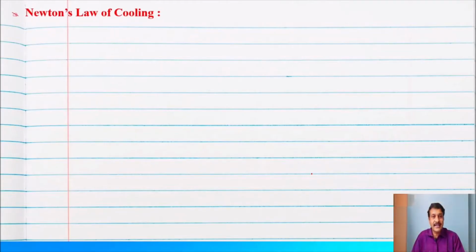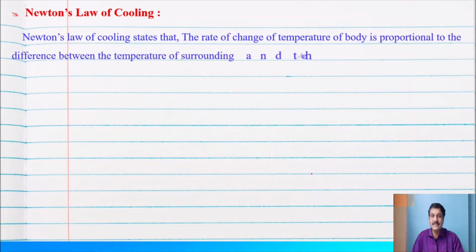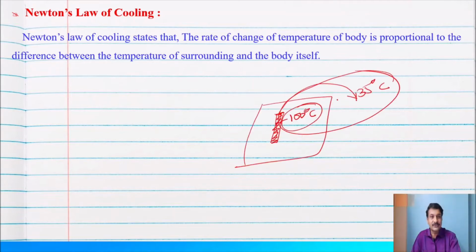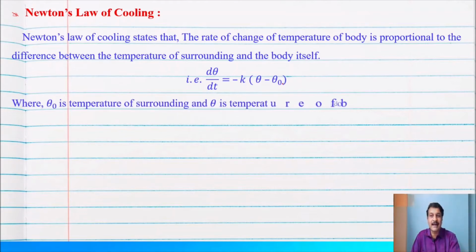Now consider the next application of the differential equation, that is Newton's law of cooling. Newton's law of cooling states that the rate of change of temperature of the body is proportional to the difference between the temperature of the surrounding and the body itself. So that is d theta by dt equal to minus k (theta minus theta 0).